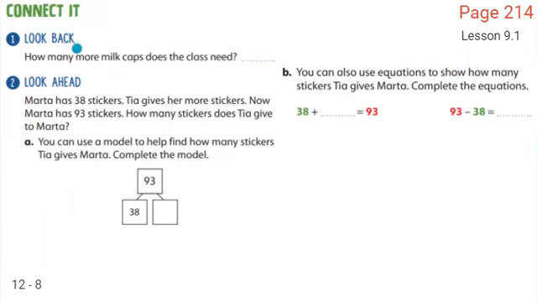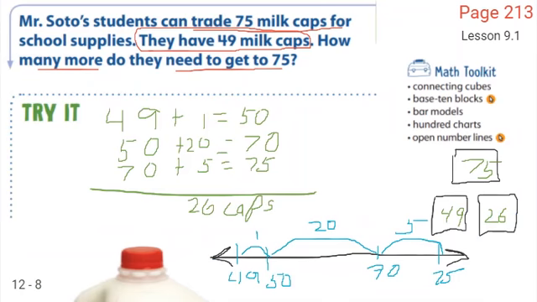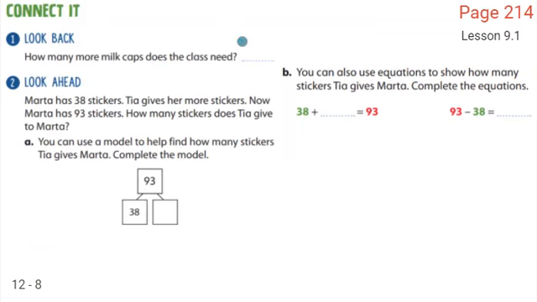It says here, look back. How many more milk caps does the class need? Well, if you look back, it says right here, 26. So let's plug that number in. 26. Look ahead. Marta has 38 stickers. Tia gives her more stickers. Now Marta has 93 stickers. How many stickers does Tia give to Marta? Well, let's go back and let's circle that information. You take a moment and see if you can figure it out.